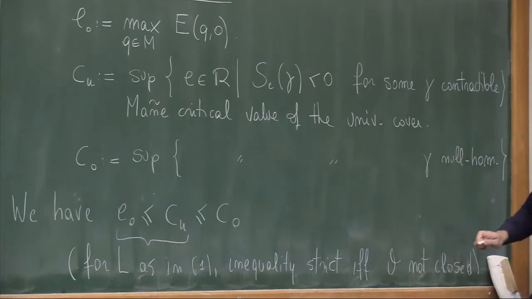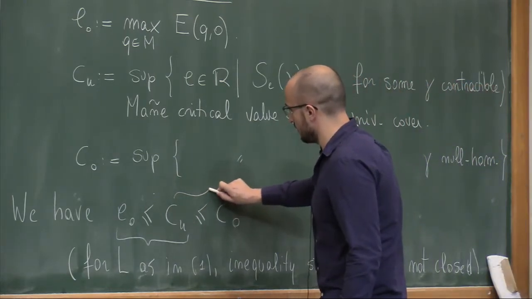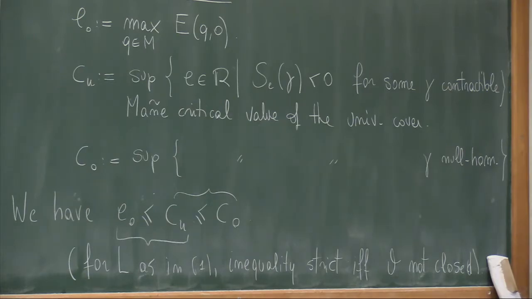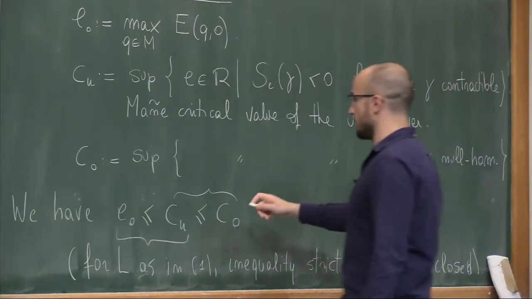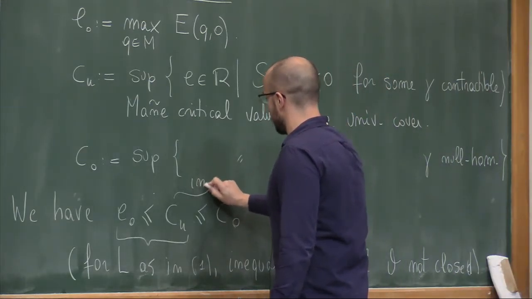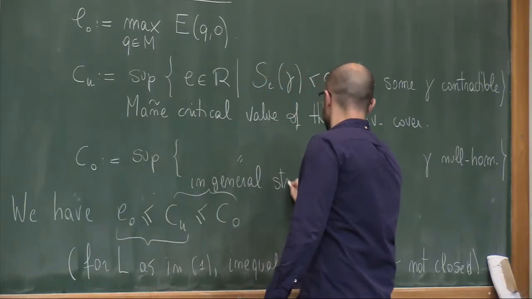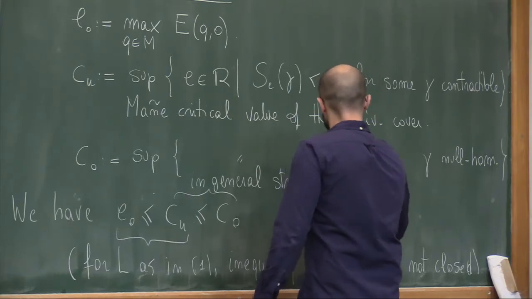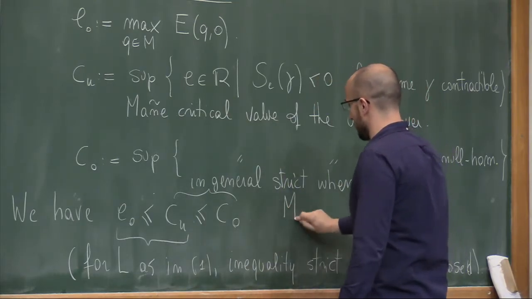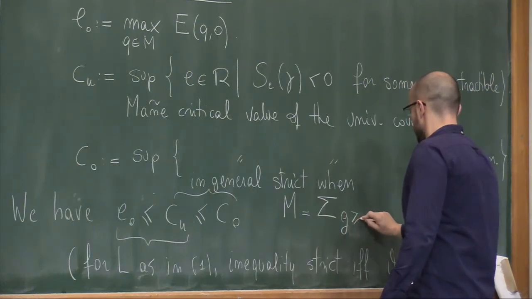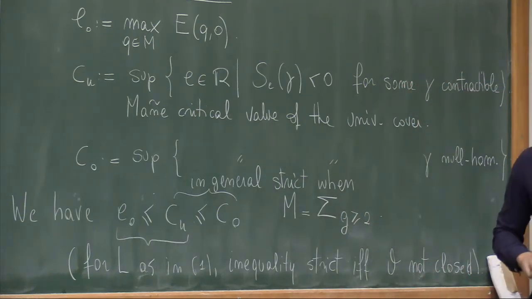Okay, and what about the other inequality? Of course this is an equality whenever the surface is a sphere or the torus, but it could be strict, and in general it is strict when M is a surface with genus at least 2.